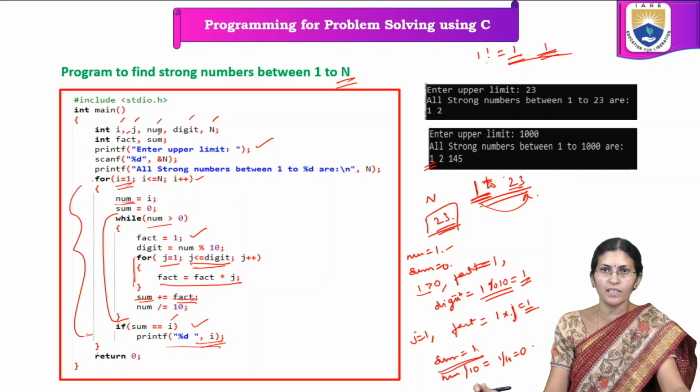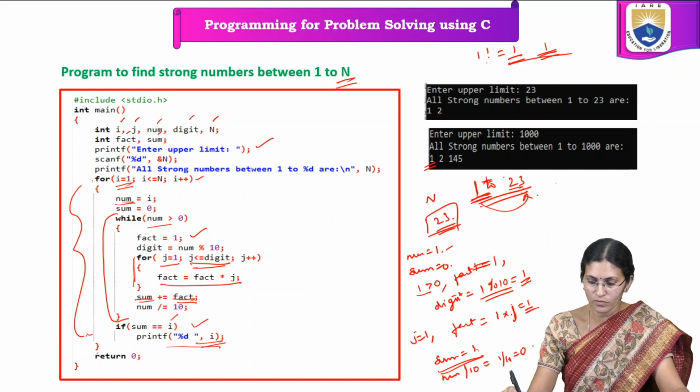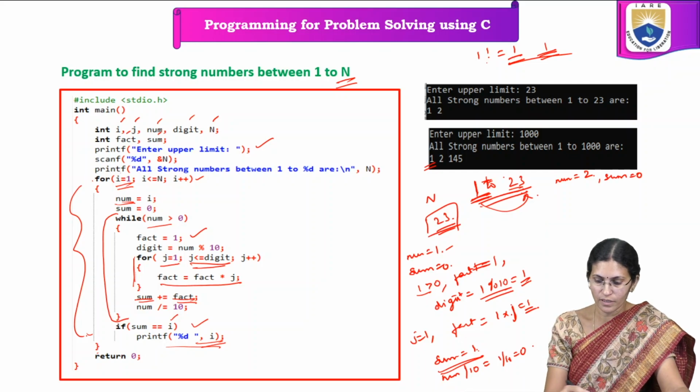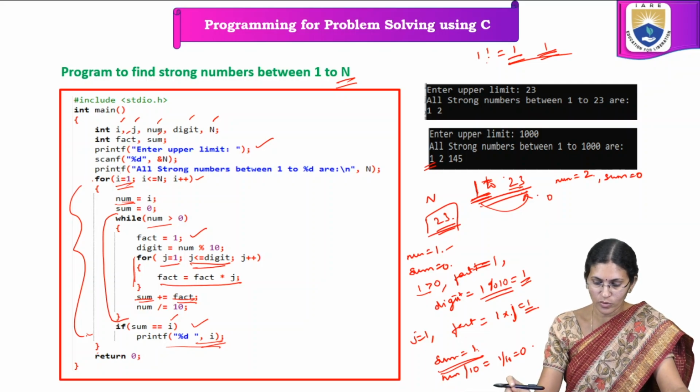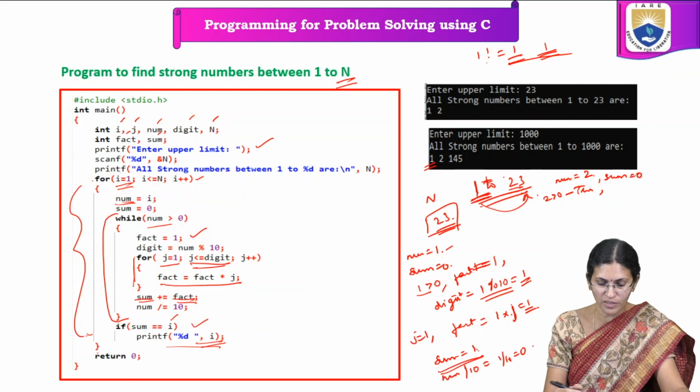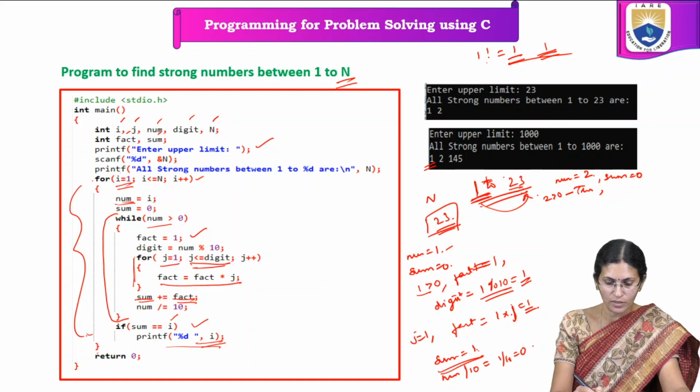So num is initialized with the variable 2. Now num is equal to 2. Again sum is initialized with 0. Then this condition is checked. So 2 is greater than 0, the condition is true. So now these statements will be executed, all inside the while loop.